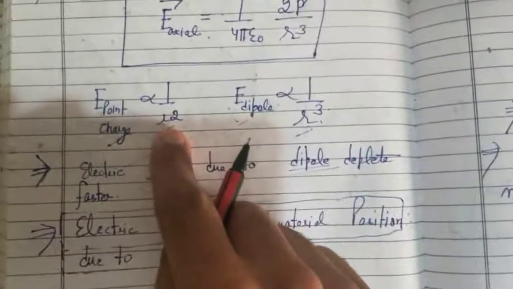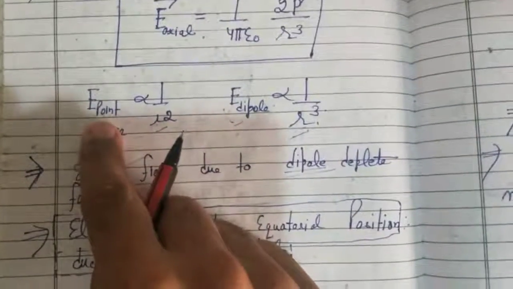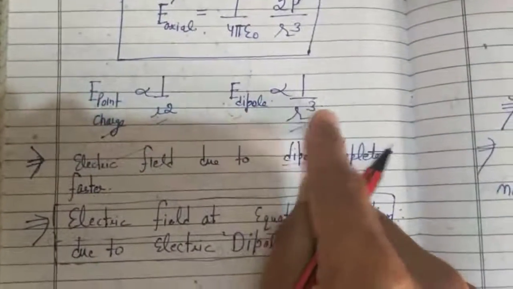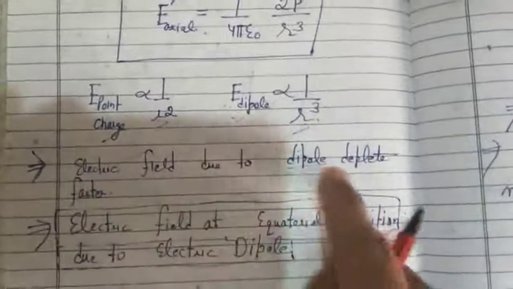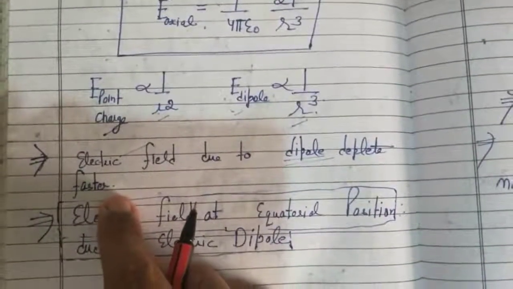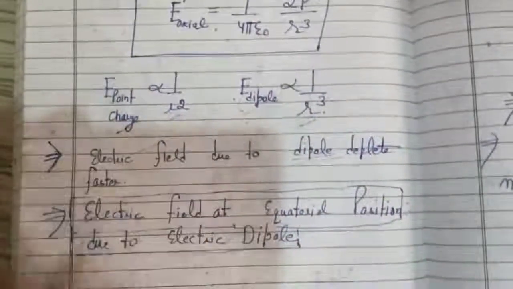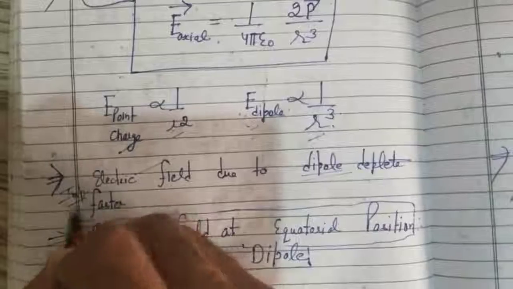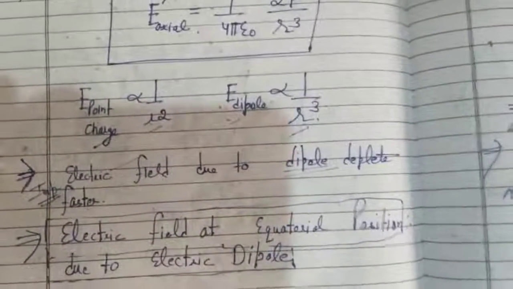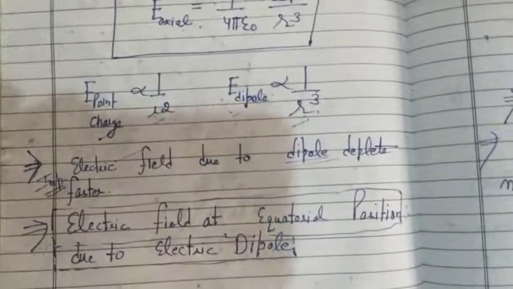If the distance changes by 3 times, only 9 times it will get affected in a point charge. In a dipole, it will get affected 27 times. So the electric field due to a dipole is decreasing at a faster rate as compared to a point charge. So this is also a very important point. So we have found the electric field at an axial point due to a dipole, and its direction.